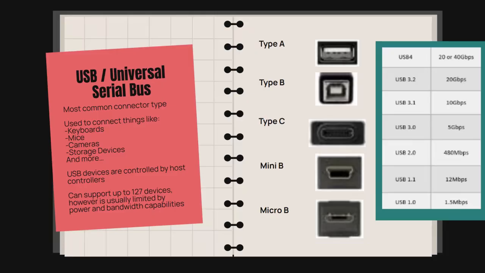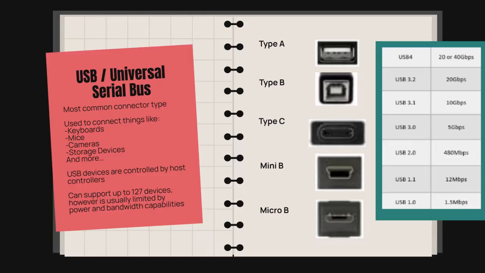USB is the most common peripheral interface in modern computing. Keyboards, mice, printers, scanners, cameras, microphones, storage devices all rely on USB technology. USB devices are controlled by host controllers. Each controller can technically support up to 127 devices, but bandwidth and power impose practical limits.